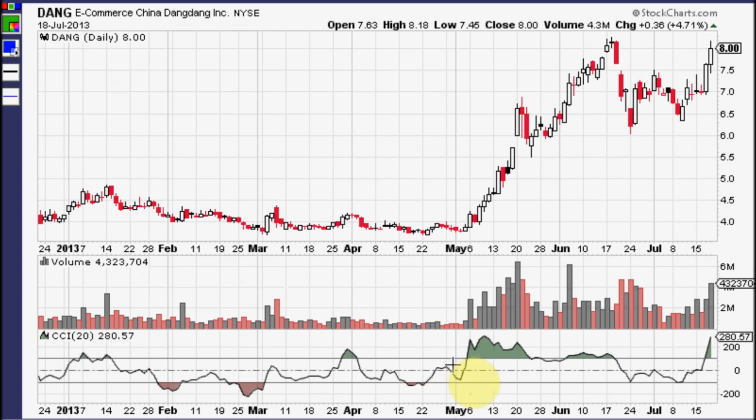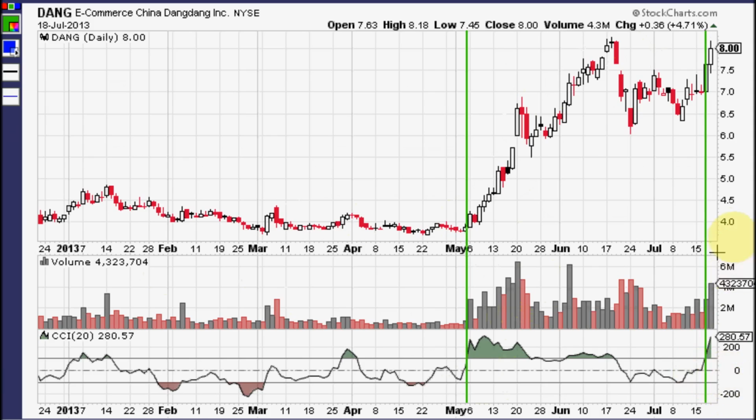Here's another example of a good one right here. CCI crosses up through the plus 100 line and volume. It breaks above all this resistance. Volume grows and grows. It ran from about $4.50 to over $8 on that run. And there was another one right here too.